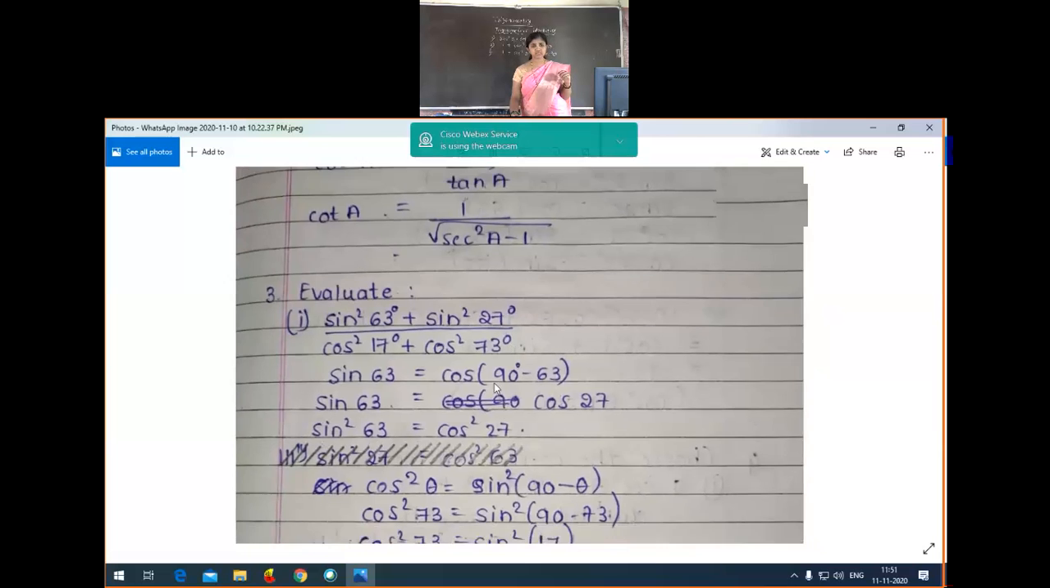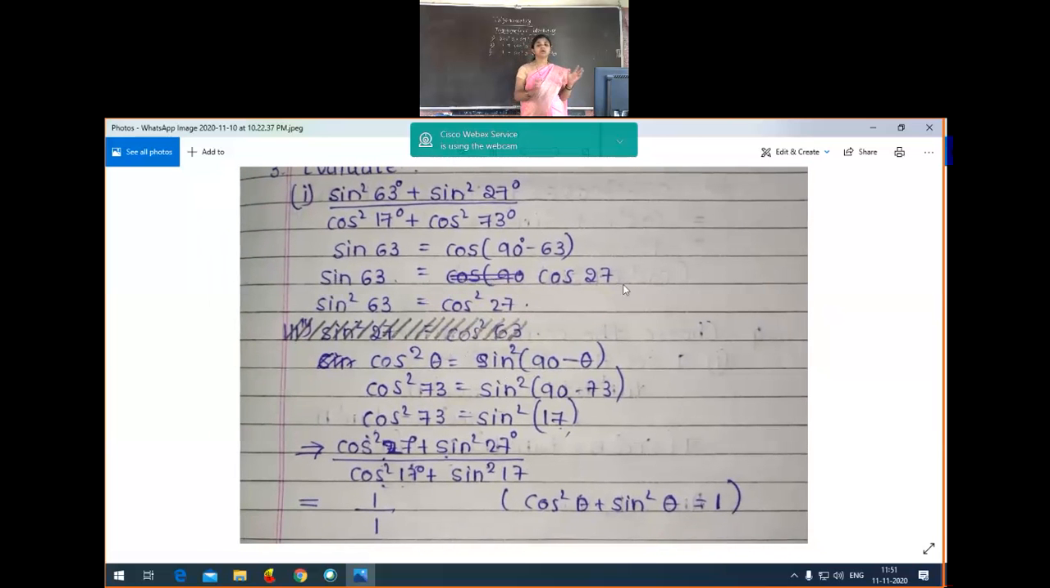Is that clear, students? So this is about the problem. And why are we leaving secant A? The problem is only that we have to express the trigonometric ratios in terms of secant A. So secant A is already in the form of secant A only. That's why. So this is the end of the problem.